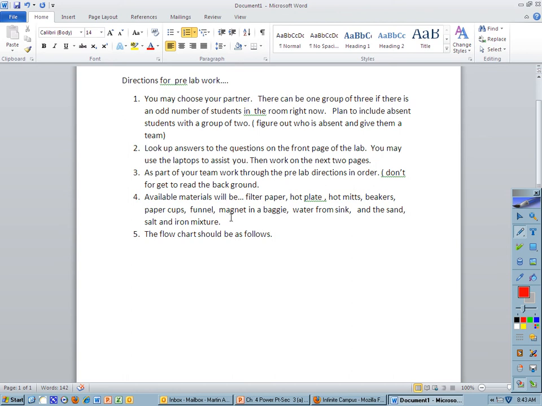The available materials will be filter paper, hot plate, hot mitts, beakers, paper cups, funnel, magnet, baggie, water from the sink, sand from the salts, and the sand, salt, and iron mixture. And you'll also be asked to make a flow chart.